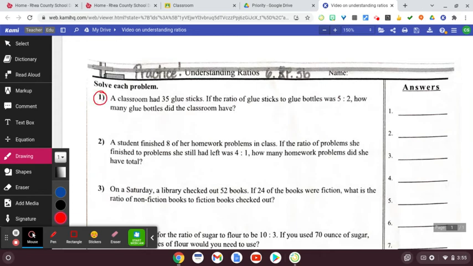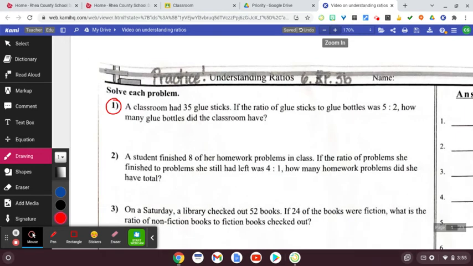A classroom had 35 glue sticks. If the ratio of glue sticks to glue bottles was 5 to 2, how many glue bottles did the classroom have? So there's a lot of information going on here. One of the first things I want to do, I'm going to zoom up over here, is recognize that I've got 35 glue sticks. I've got glue sticks and glue bottles, as well as a ratio.